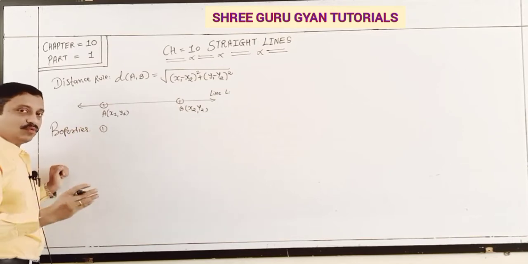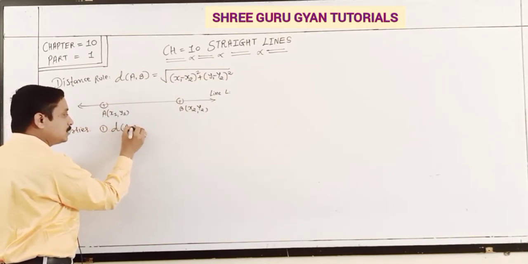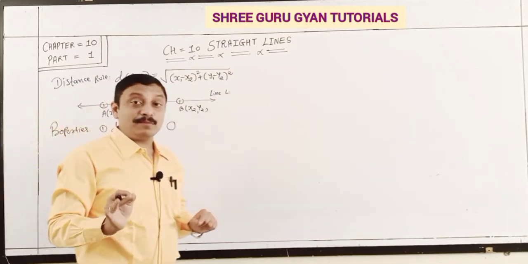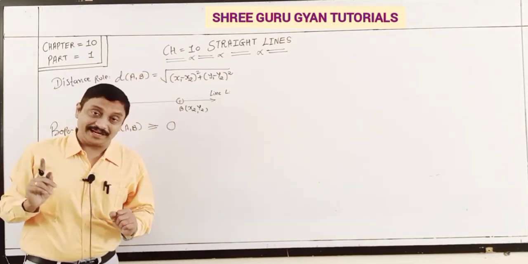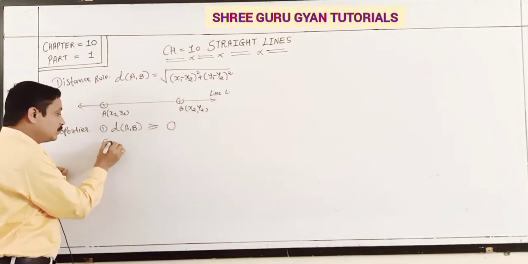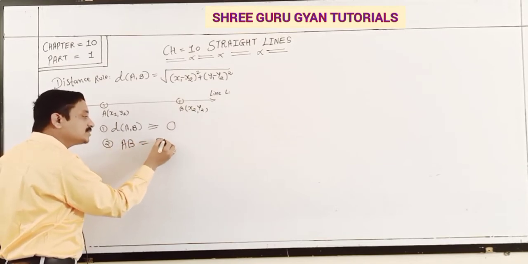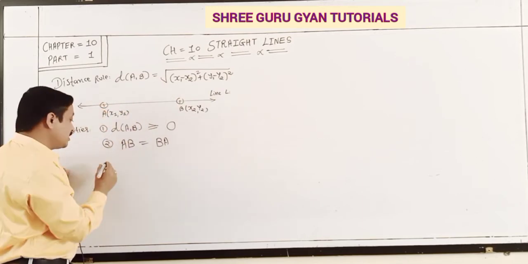Necessary to learn by heart, these are only 4 properties. First, every distance is always non-negative. It means it may be 0 or positive, but it is never negative. Second, distance AB and distance BA are the same, A to B or B to A.